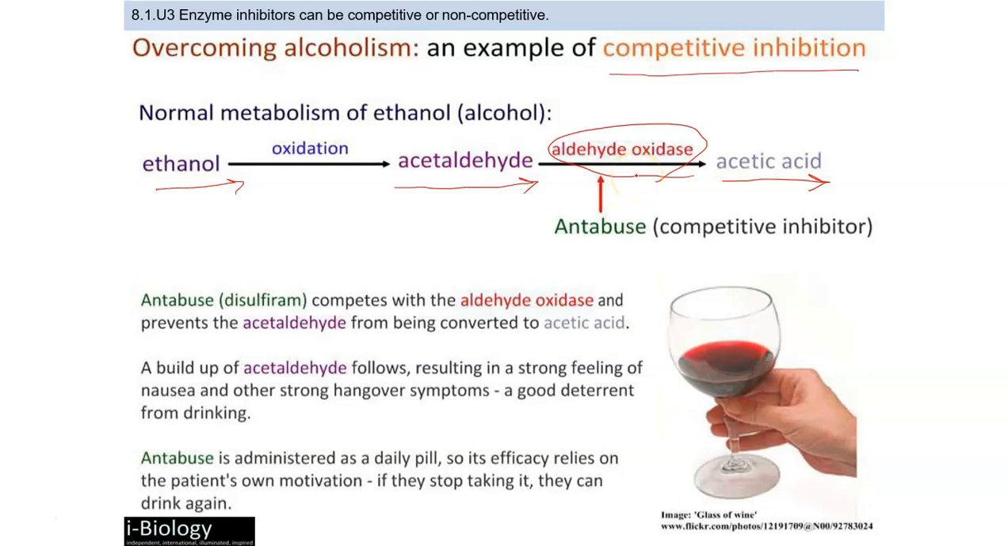Well, what happens if some drugs are used? First of all, Antabuse. Is it a good thing or a bad thing? So it depends. This will be prescribed by the doctor for alcoholic people. Why for alcoholic people? Because they just want to drink alcohol.